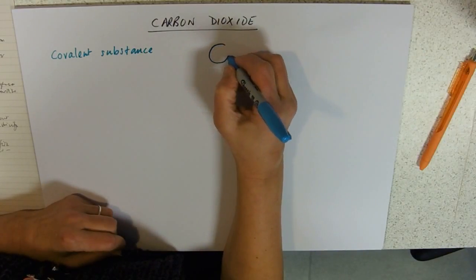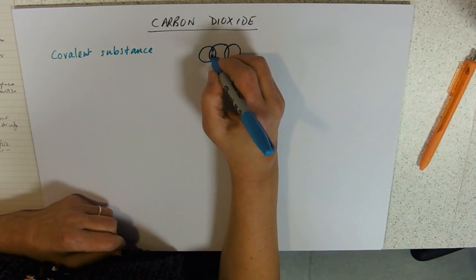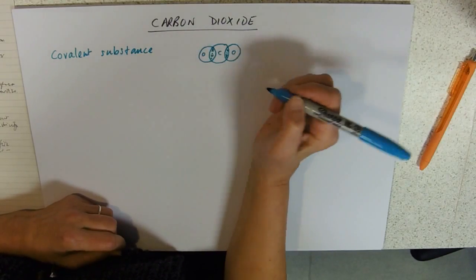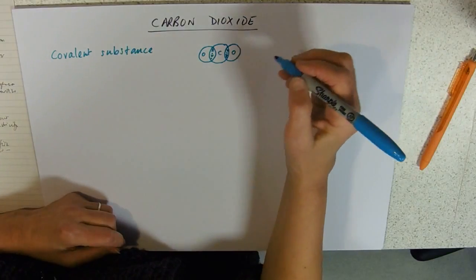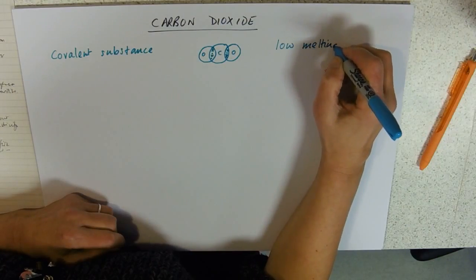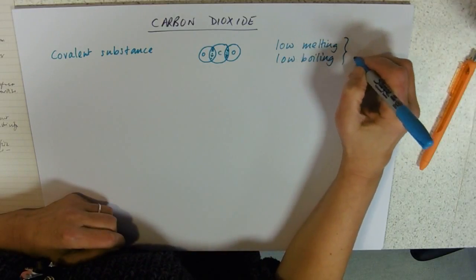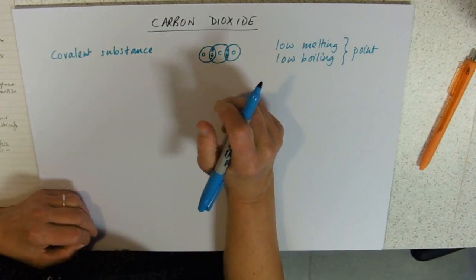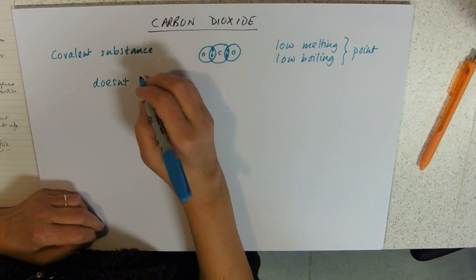So I had the carbon in the middle, sharing electrons, 2 pairs, with the oxygen and carbon in the middle. And I remember that there are weak intermolecular forces between the two. So what I do know then is that this has a low melting and low boiling point, like all covalent compounds. And I also know that it doesn't conduct electricity, because we already did this in 2A.